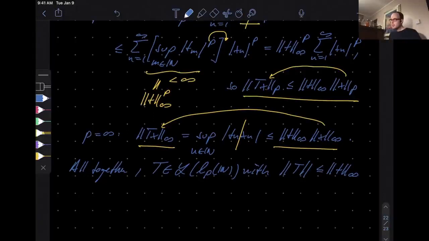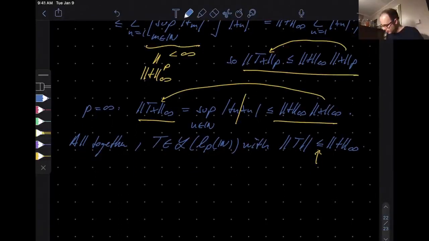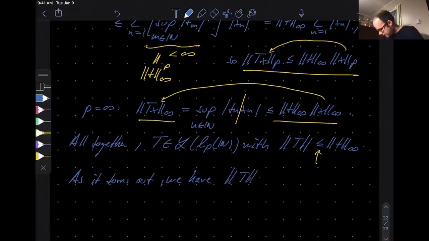Usually getting those estimates is easy. At least it's easier than actually figuring out whether this is an actual equality or if the operator norm is strictly less than the infinity norm of t. Here we can actually show that it's equal to it. As it turns out, we have that the operator norm of T is equal to the infinity norm of t. Okay, let me put this in red. We will use this later on in the class again.